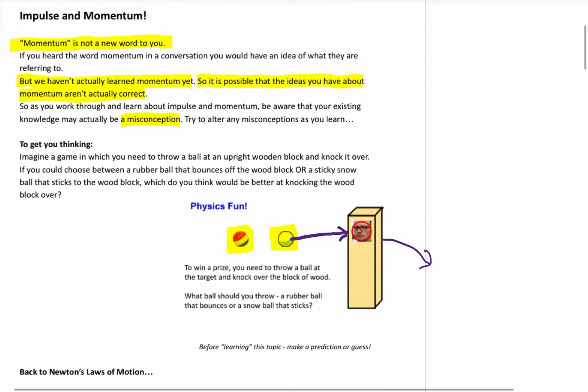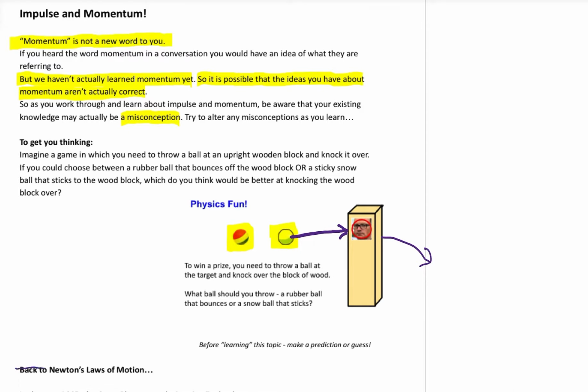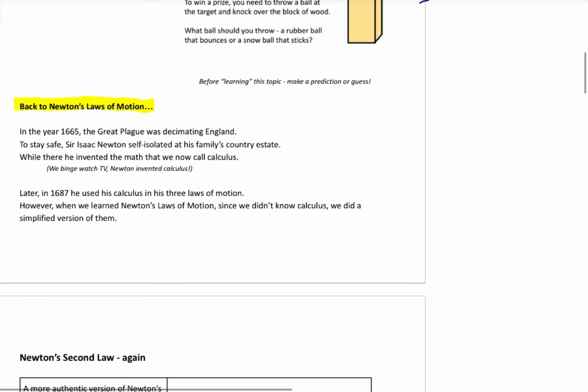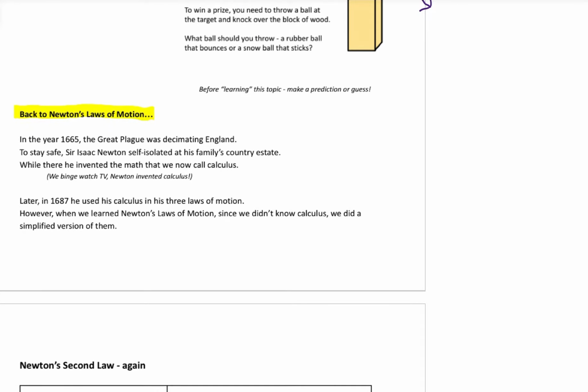In Unit 1, when we talked about Newton's laws of motion, I said we would come back. We didn't really do much with Newton's third law. It's going to come back into play. But for today, we're going to backtrack to Newton's second law. I found this kind of interesting when I was doing my research for the note.